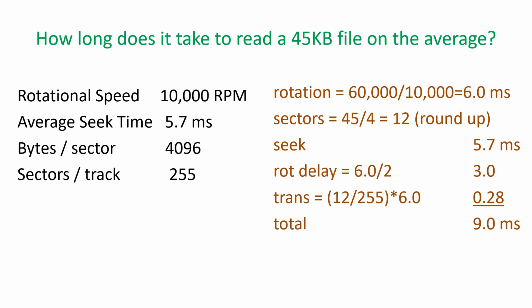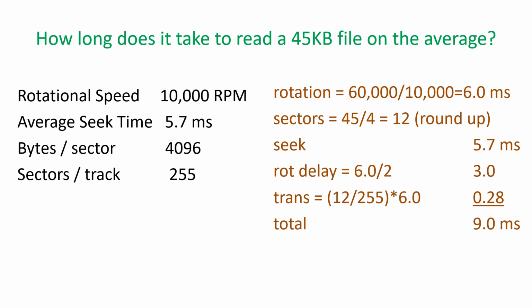Okay, we have, again, 10,000 RPM. Not that 10,000 RPM is a common value, but it's an easy number to calculate. So we divide 60,000 milliseconds by 10,000, we get, again, 6 milliseconds per revolution. We have 45 K on the right, so we divide that by 4. Rounding up, we get 12 sectors.